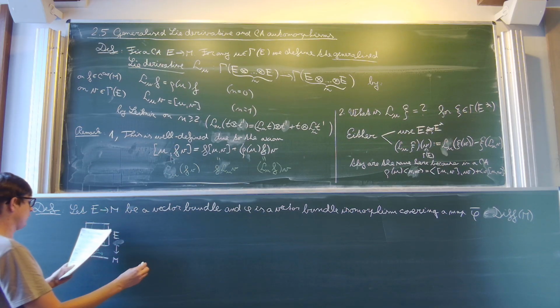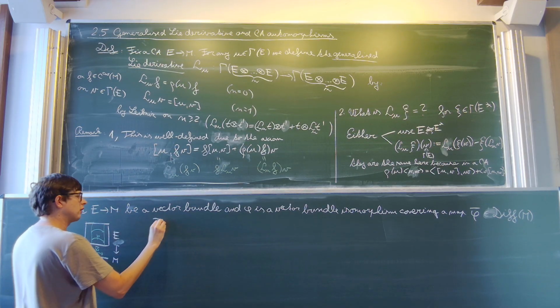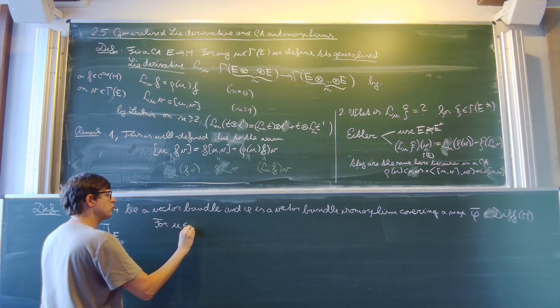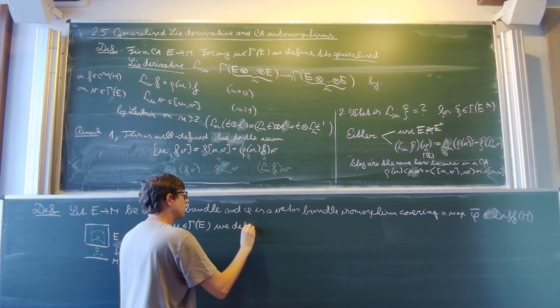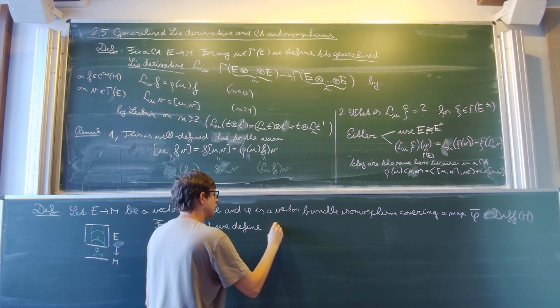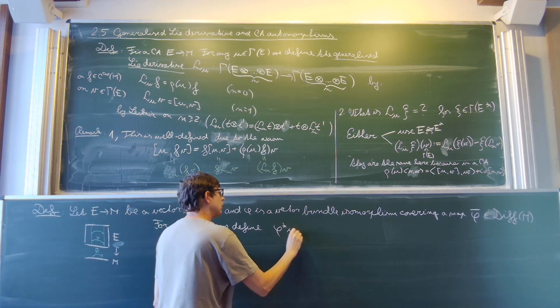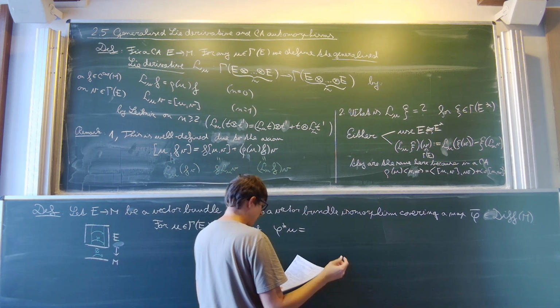And then, okay, now suppose that we have a section of this bundle. We define a pullback by phi in this seemingly strange way.